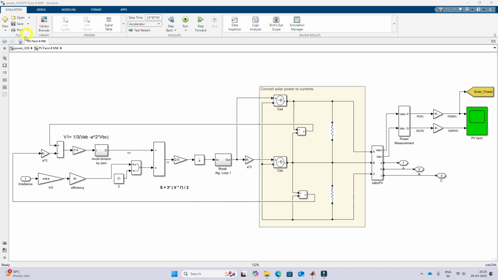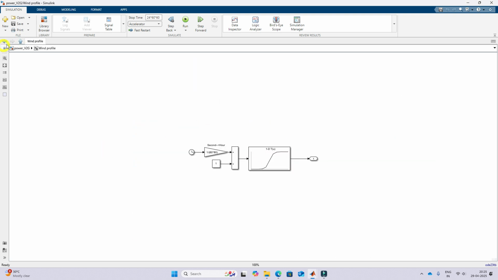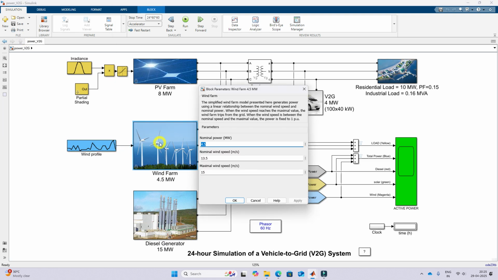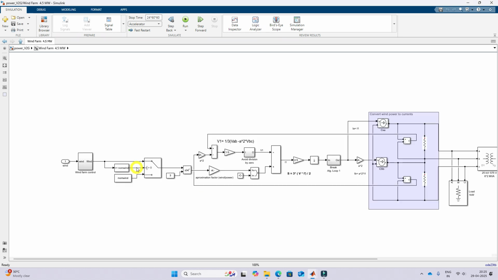Okay, so next we move on to wind. This is the wind profile I mentioned, so we are receiving the wind profile. Here I am clicking, the nominal power we are fixing at 4.5, the nominal wind speed will be 13.5 meters per second, and the maximum wind speed will be 15. Above that, the wind power will be maintained at 4.5. Rated is 13.5.